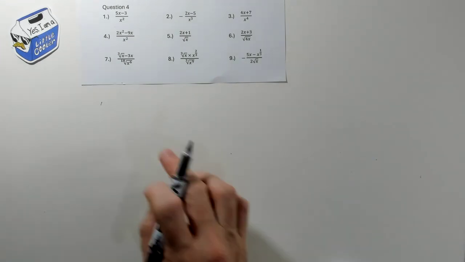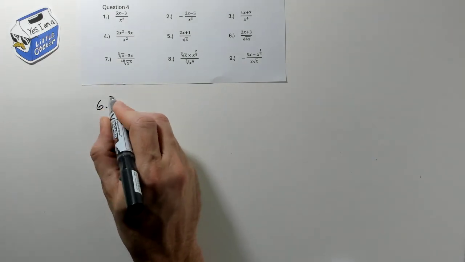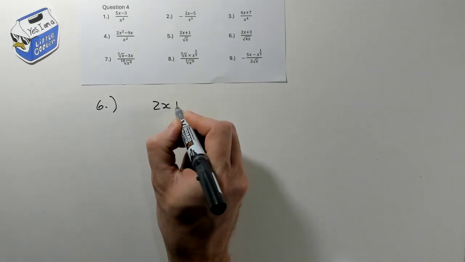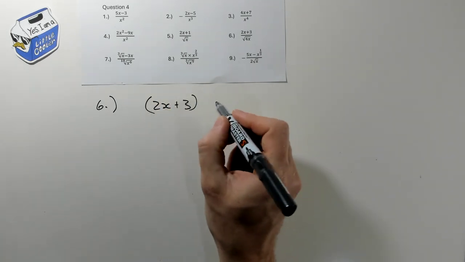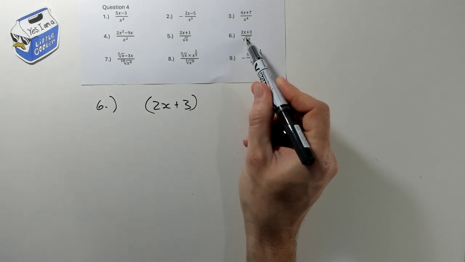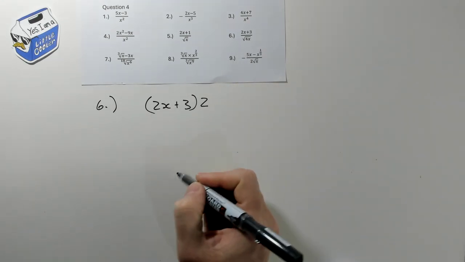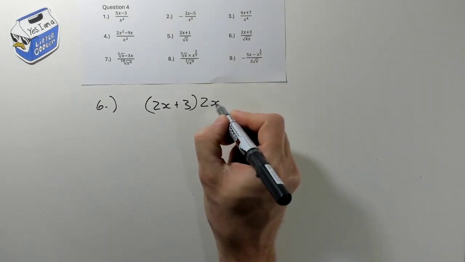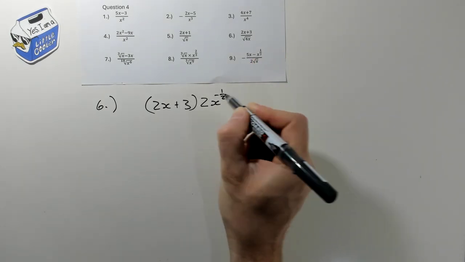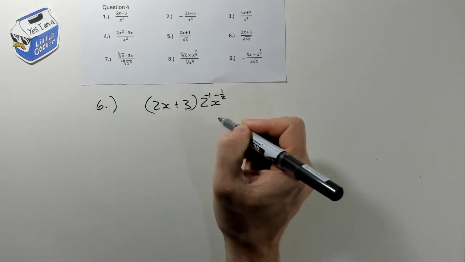Okay, number 6. What am I going to do here? So I'll do 2x plus 3, and this all multiplied by, I'm going to do the square root of 4 to write just 2, and then that x is going to be, okay, and this is also going to be a negative 1.